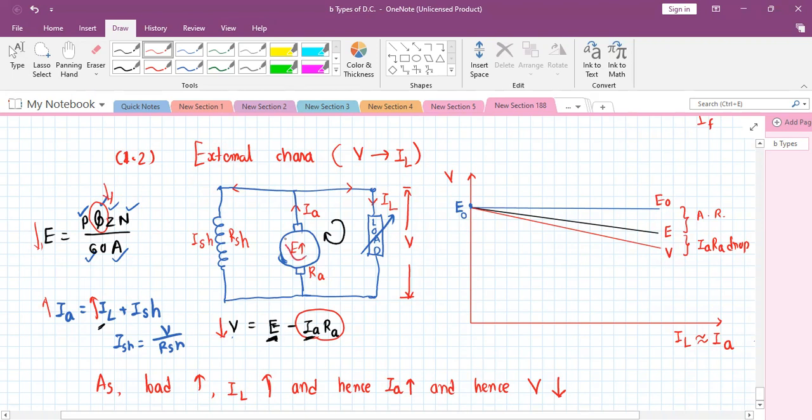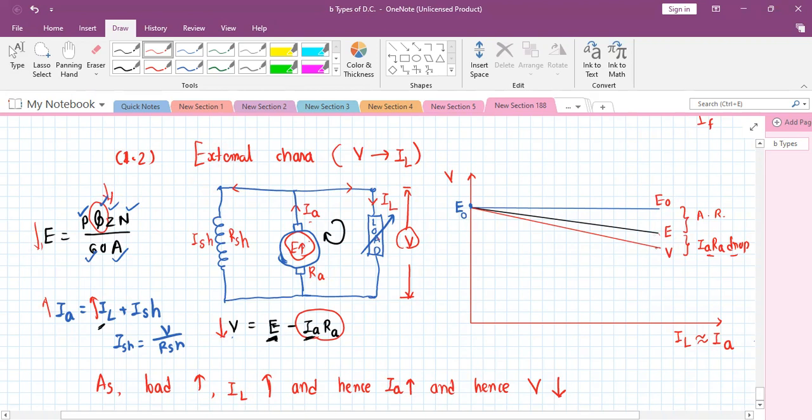Okay. Now, once you are getting E, why is V reducing? So see, this is your E, and this is your V. What is the difference between them? The drop occurs in the resistance of the armature winding. So E is higher, but your V is less. Why is it less? Due to the IRa drop. Clear this one?